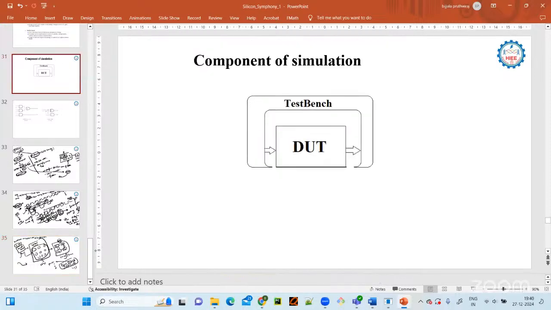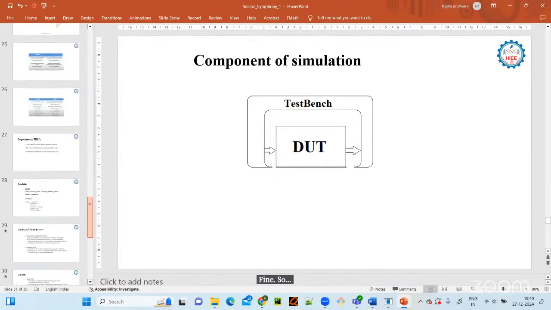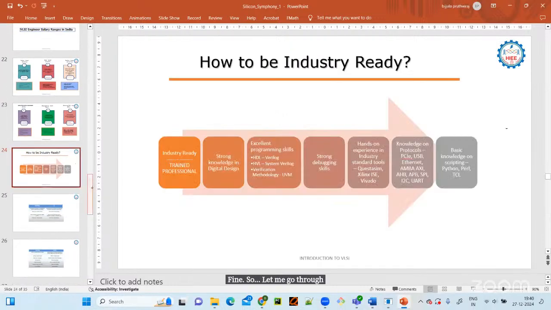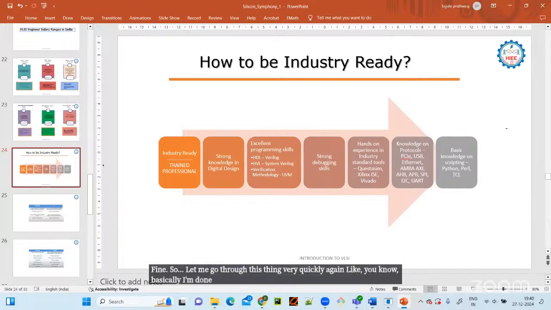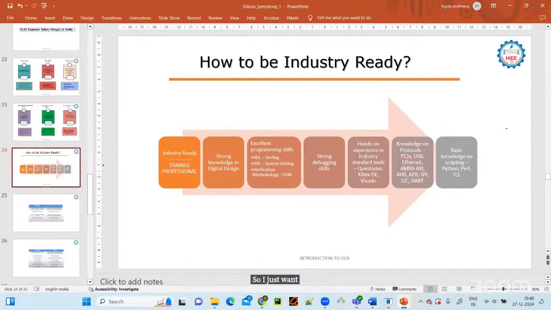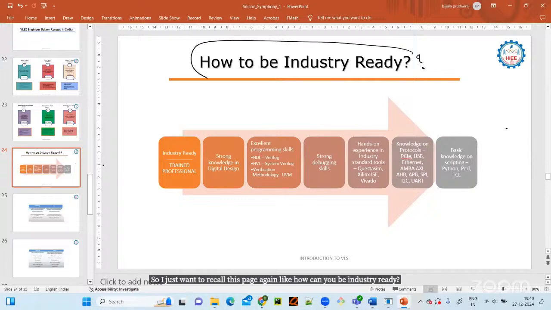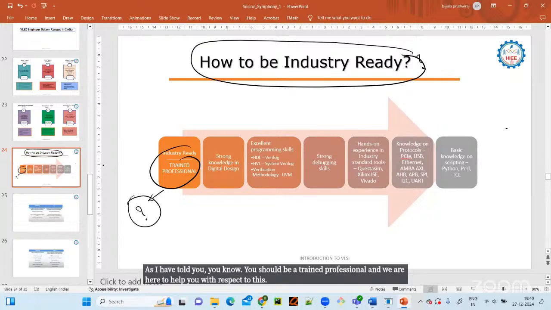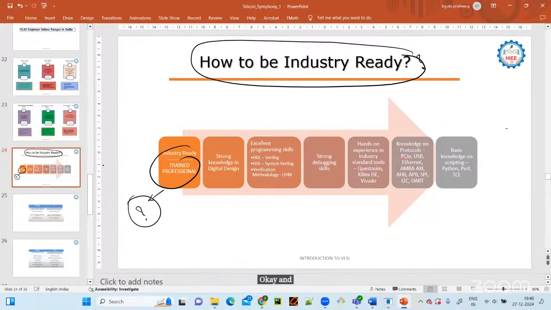Fine. Let me go through this very quickly again. I'm done with the discussion and with what I want to tell you for today. I just want to recall this page again: how can you be industry ready? What do you have to do in order to be industry ready? As I have told you, you should be a trained professional, and we are here to help you with respect to this. So what are the things that you should have if you want to be industry ready?